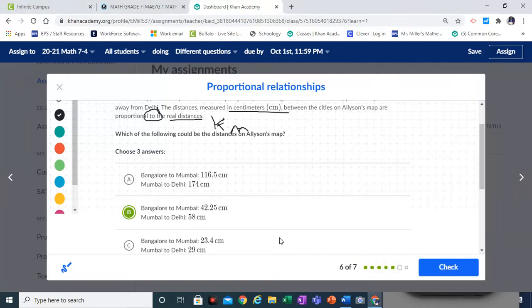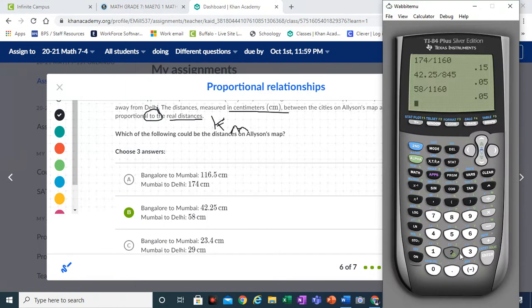So there's one answer. Now the next one, 23.4 divided by 845, and then 29 divided by 1160, and we get that. So they're not the same.